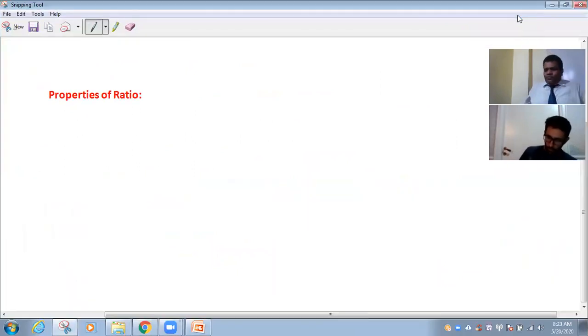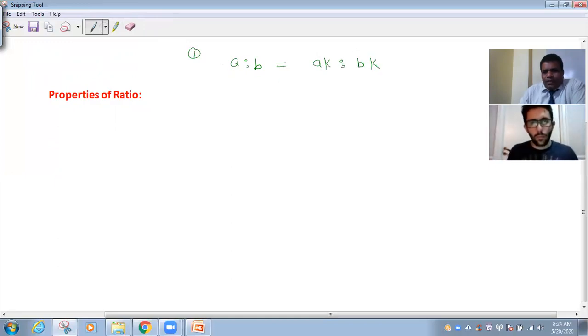Properties of ratio. Let's say any ratio is given. The first property: a ratio multiplied by a constant term remains unchanged. So A is to B will be the same as AK is to BK, provided K is not equal to 0. Any ratio multiplied by a constant term, the ratio remains unchanged.